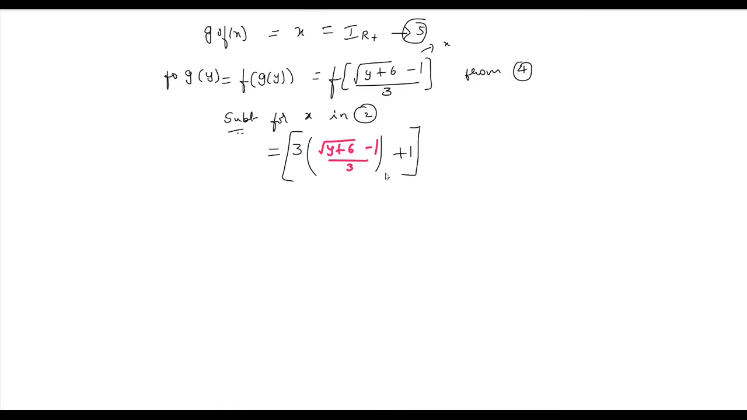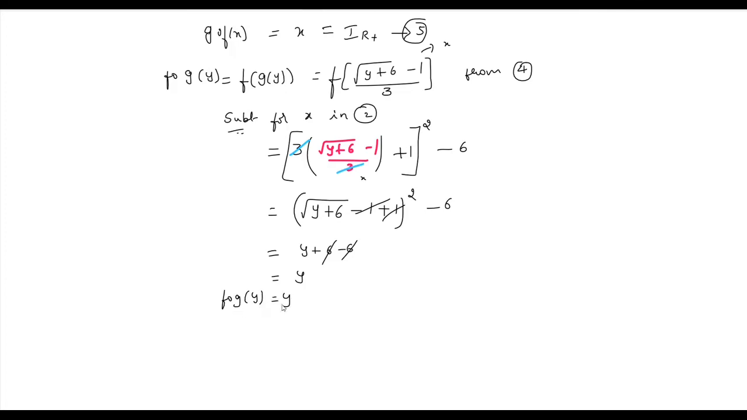This, which we wrote now in pink color, is nothing but x. Minus 6 and whole square. 3 and 3 get cancelled, which will be root of y plus 6 minus 1 plus 1 inside the square, minus 6. Again minus 1 and plus 1 get cancelled, and whole square. This will become y plus 6 minus 6. This 6 minus 6 gets cancelled, which will be y. So we got f circle g of y to be y, which is again an identity function. We started with y, g mapping happened and then f mapping happened and we got back the domain element y. So this is an identity function.